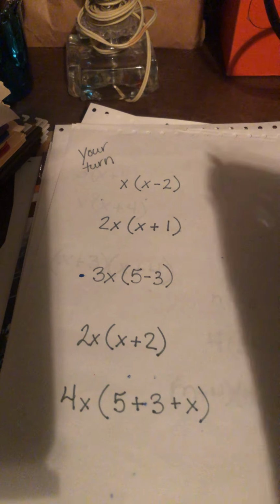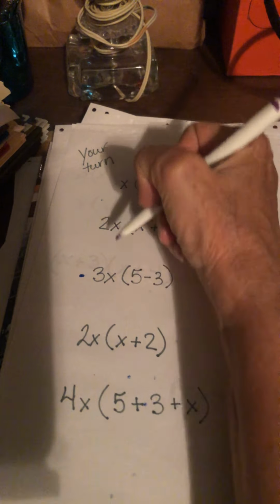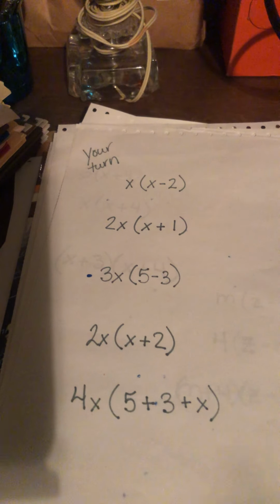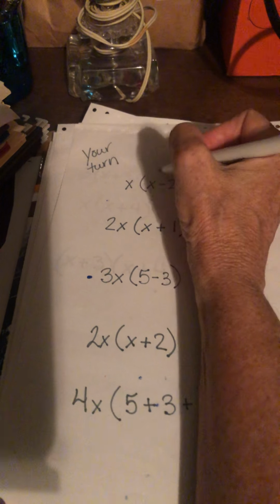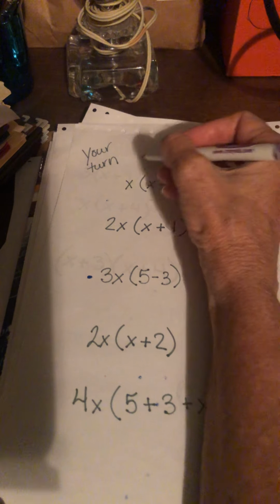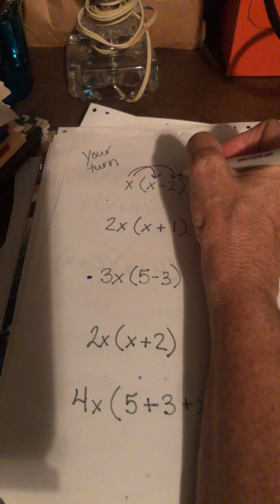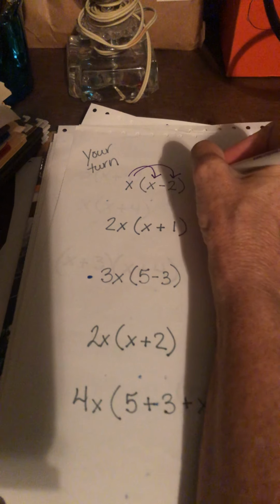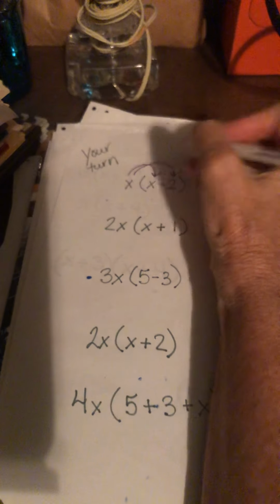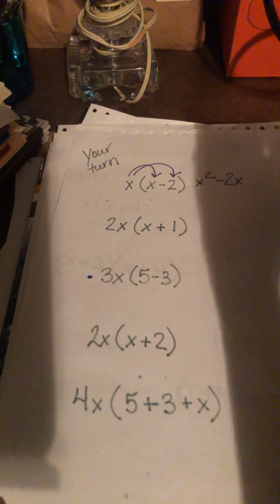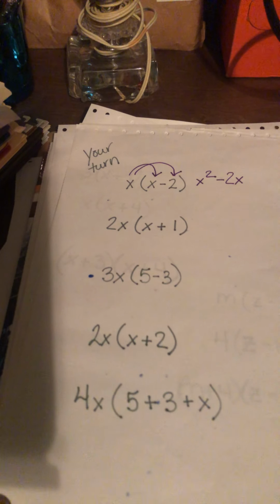Okay, so before, if you remember right here, they were all just whole numbers. Now we've got a little more complicated. So now I'm going to say, can I do anything with x minus 2? No. So now I'm going to say x times x and then x times negative 2. Well, x times x is x squared. x times negative 2 is negative 2x. And that would be it.